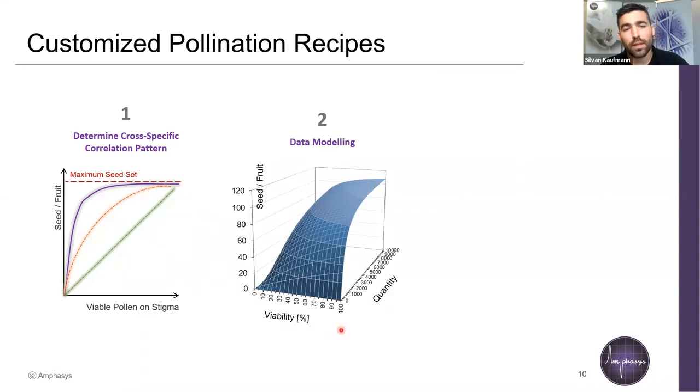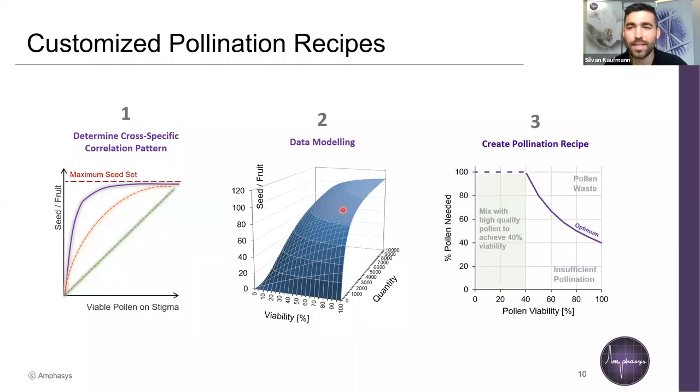If you do not only include pollen viability data, but also quantify pollen grains on the stigma, you can model the whole behavior and predict the seed set you can expect for a certain viability and quantity of pollen that is applied. You can create these hyperplanes. They look nice and fancy, but they're not very practical yet.